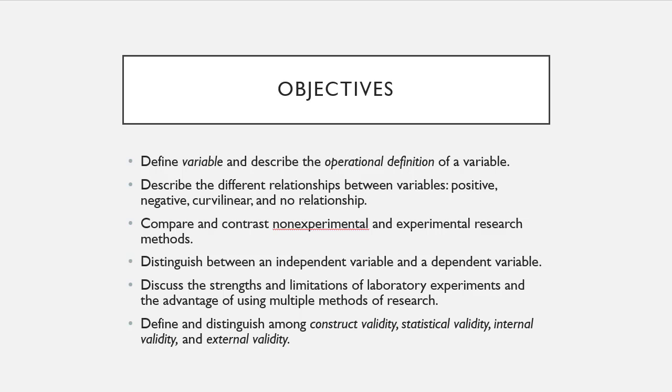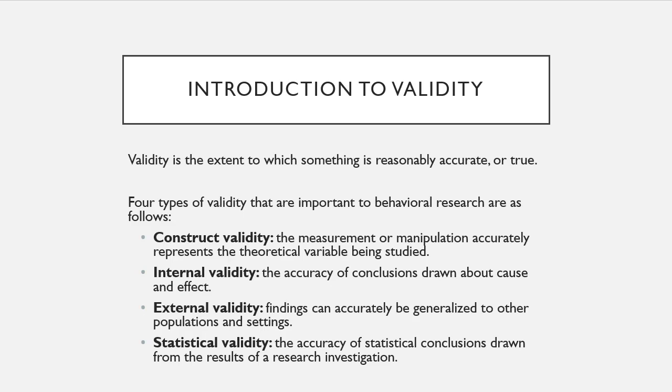We want to compare and contrast non-experimental and experimental research methods. Specifically, we're going to talk about the exchange between internal and external validity when we're talking about non-experimental and experimental research. We want to be able to distinguish between the independent and the dependent variable, discuss the strengths and limitations of laboratory experiments and the advantage of using multiple methods of research, and then last we're going to talk about defining and distinguishing among construct validity, statistical validity, internal validity, and external validity. That's last in this list of items, but we're going to talk about that as we go through. So let's jump into validity.